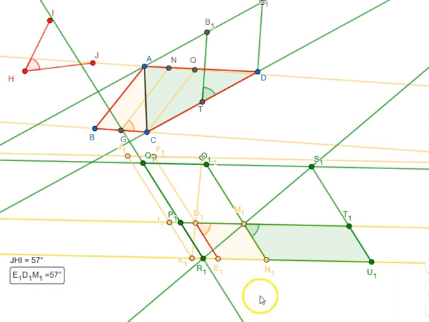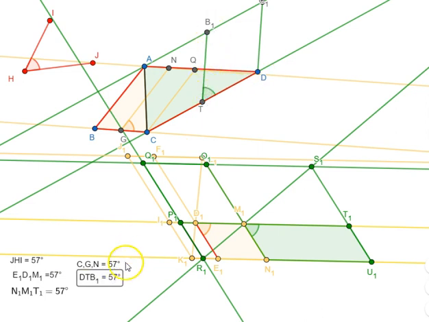Angle E1 D1 M1 is also 57 degrees. N1 M1 D1, this angle is also 57 degrees. Angle CGN, this angle is also 57 degrees. Angle DTB1, that is this angle, is also 57 degrees. So all these angles are 57 degrees.